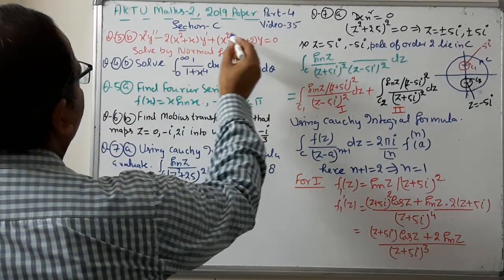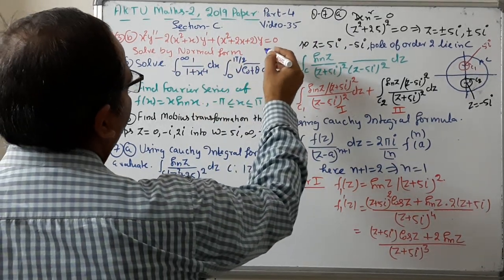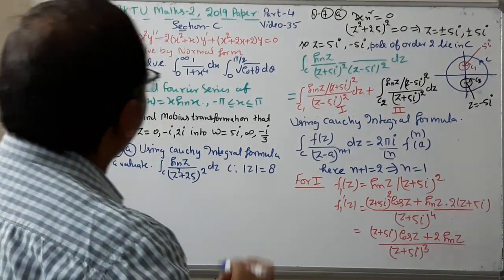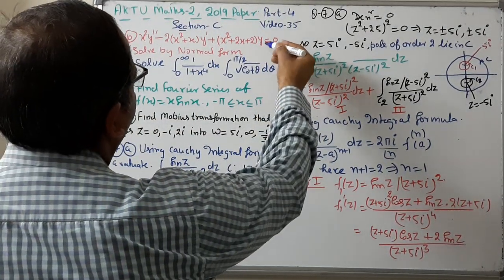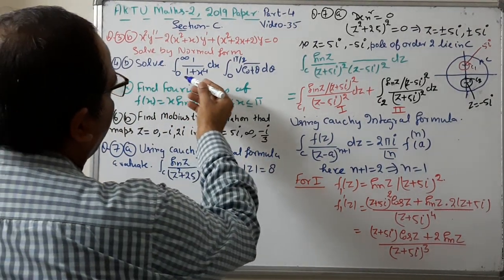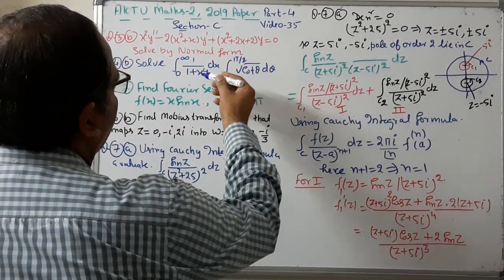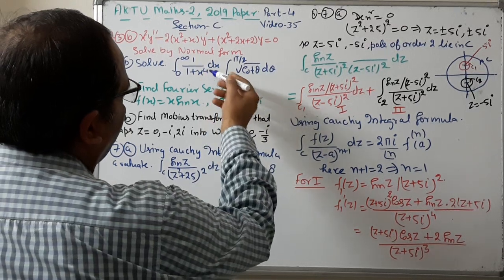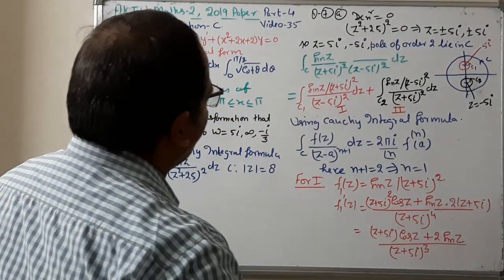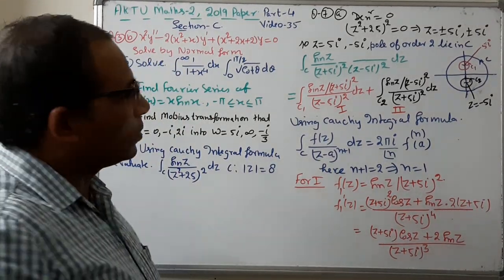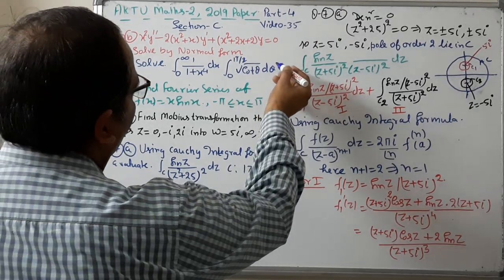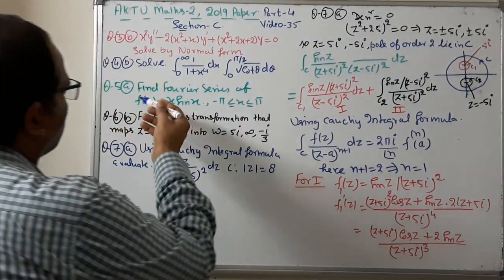Question number 3b, from module 1, we have to solve by normal form. Question number 4b: using beta gamma functions, find the value of the integration from 0 to infinity of 1 upon (1 plus x) to the power 4 dx, times the integration from 0 to pi by 2 of root cot theta d theta. This is from module 2.